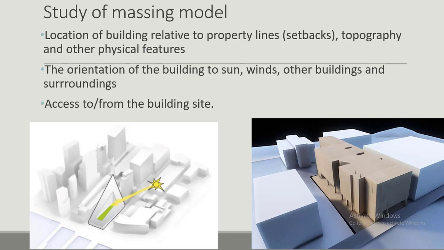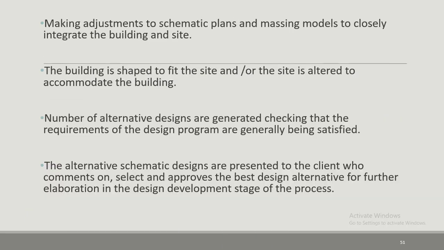The orientation of the building to sun, wind, other buildings and surroundings, and also access to and from the building site. Making adjustments to schematic plans and massing models to closely integrate the building and site. The building is shaped to fit the site and/or the site is altered to accommodate the building. A number of alternative designs are generated, checking that the requirements of the design program are generally being satisfied. The alternative schematic designs are presented to the client, who comments on, selects and approves the best design alternative for further elaboration in the design development stage of the process.